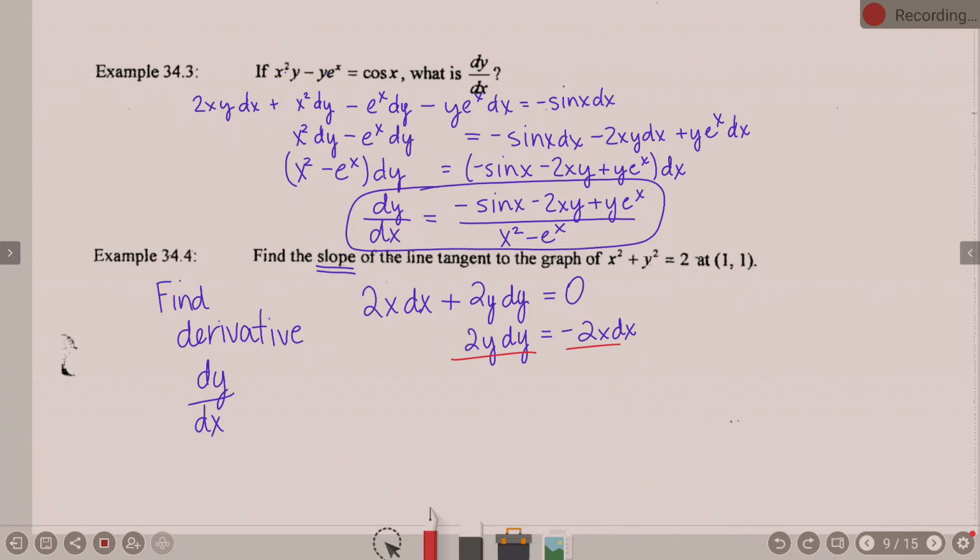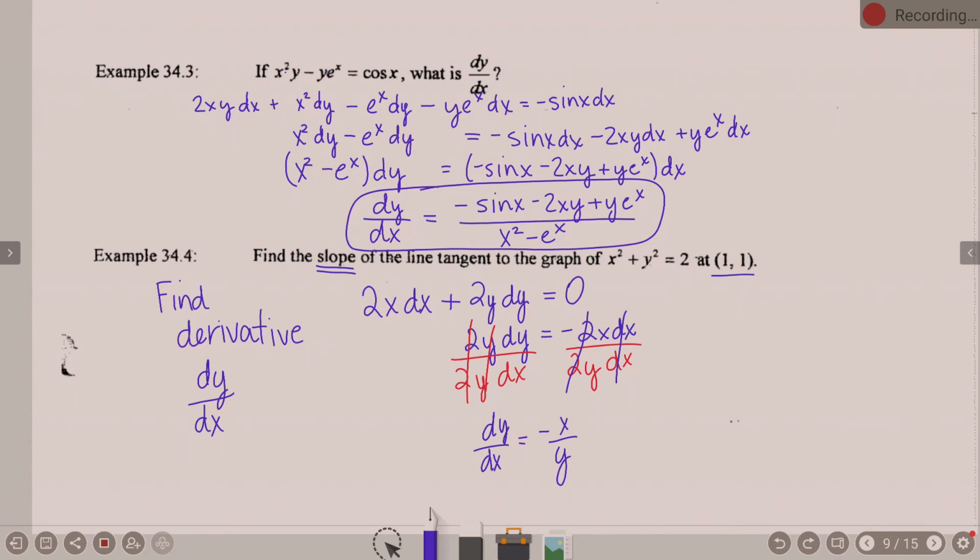If we want dy/dx, we're going to divide by dx. To get dy/dx by itself, you're dividing by 2y. Now the 2y's cancel on the left, and I have dy/dx. On the right, the dx's cancel and the 2's cancel. So can you handle it if I say I'm left with negative x over y? And then since it's at the point 1, 1, you just plug 1 in. So the slope of the whole equation, in other words the slope of this circle, is represented by negative x over y.